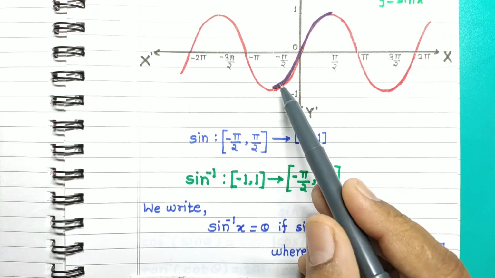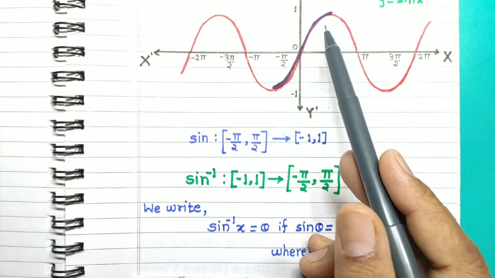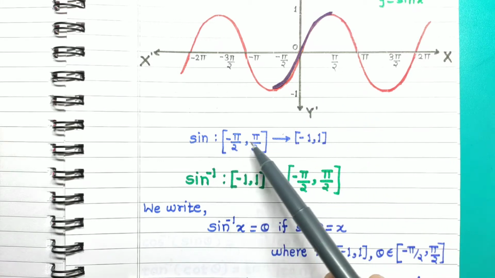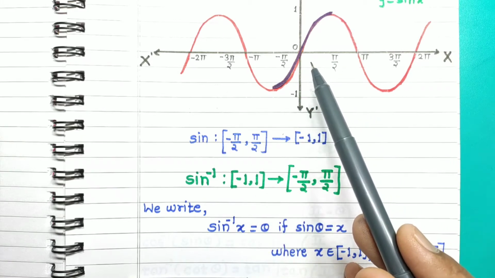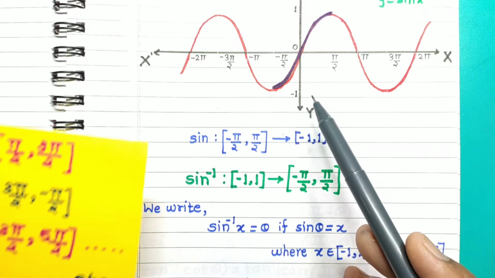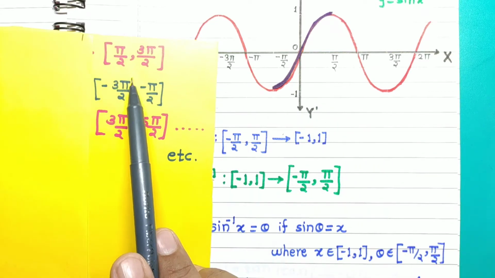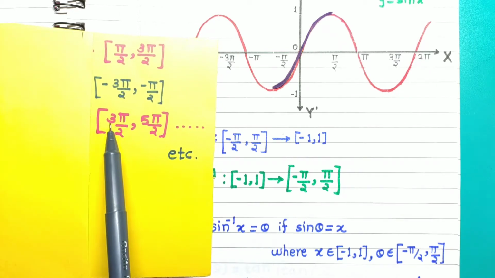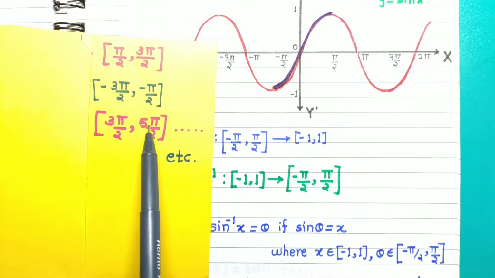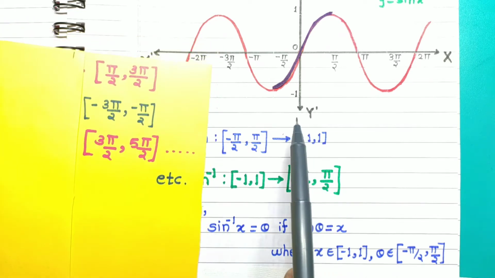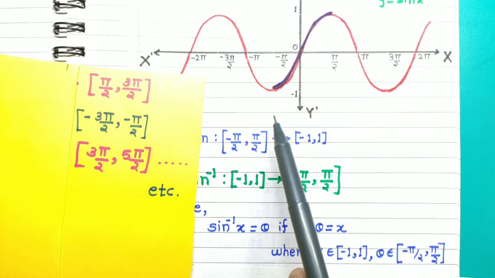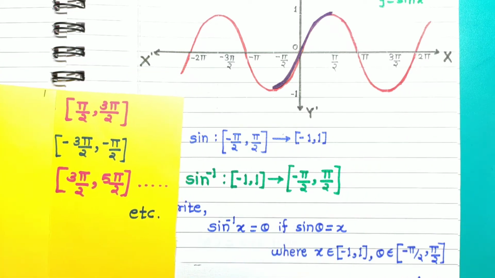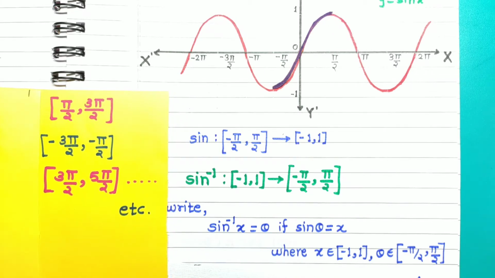But this closed interval minus pi by 2 to pi by 2 is not the only interval in which this sine function is one-one. The other such intervals are, see, closed interval pi by 2 to 3 pi by 2, closed interval minus 3 pi by 2 to minus pi by 2, closed interval 3 pi by 2 to 5 pi by 2, etc. You can see these intervals in the graph easily. So on these intervals also the function is one-one.